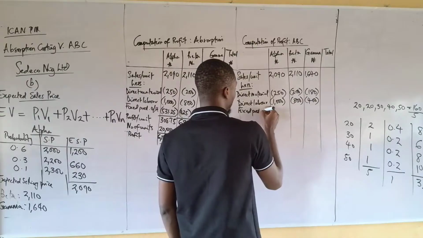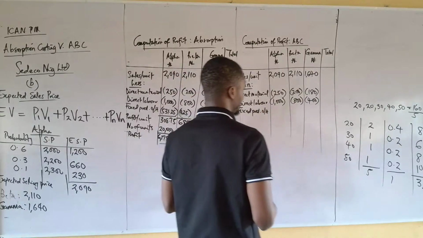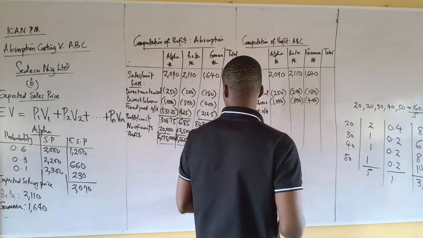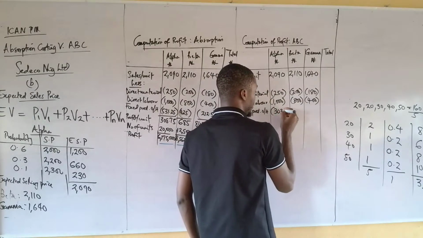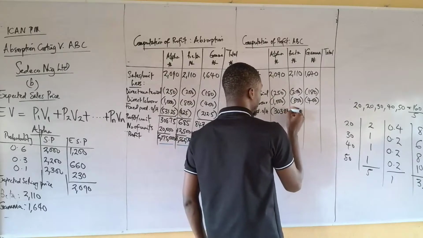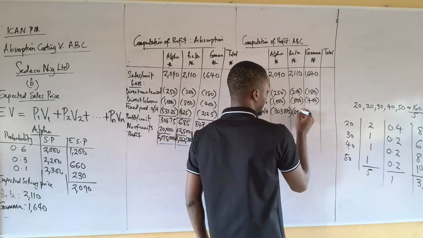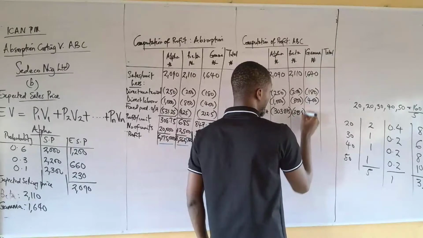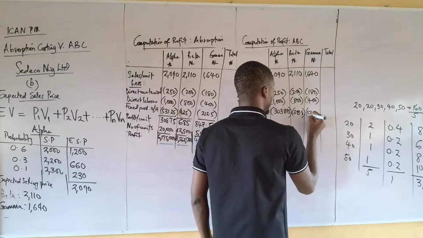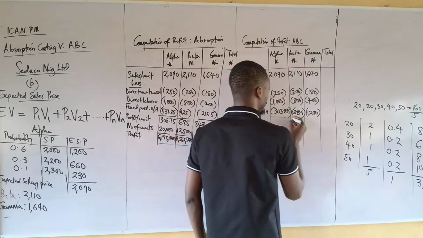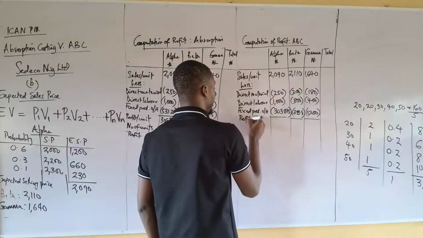So what are the fixed production overhead figures for ABC? For Alpha it is what? 393.8. Yes. And then 1,200. Yes. Subtract all. So profit per unit.